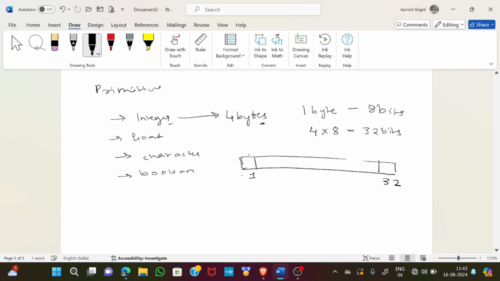Now, let's see what is the range of integer. When I say range, I mean the minimum number which you can represent and the maximum number you can represent. In this range also, there are two types. One is unsigned and another one is signed. So first, let's talk about unsigned.